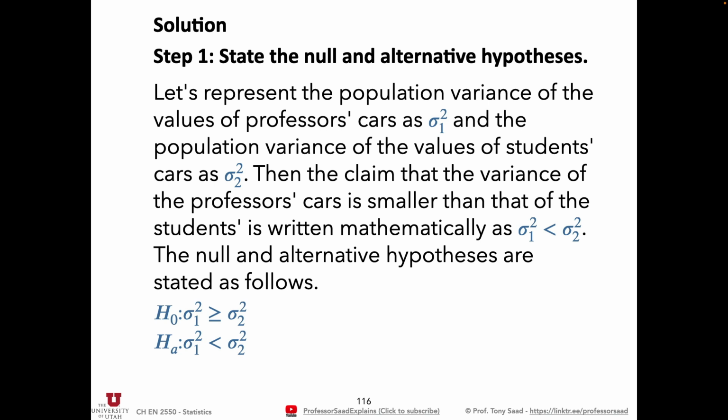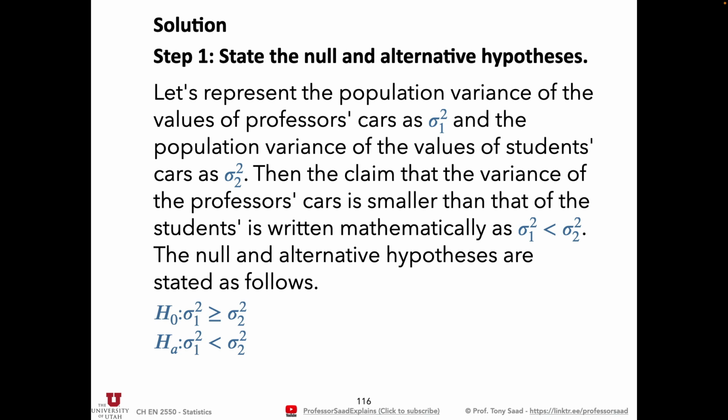Forget about the greater than sign for a second here. I'll explain this in a bit. And the null hypothesis is that there's no difference. The alternative hypothesis is that there's less variance in the professors' car values than the students'.